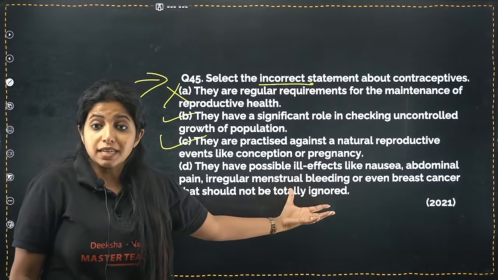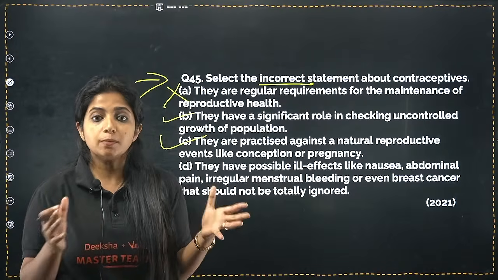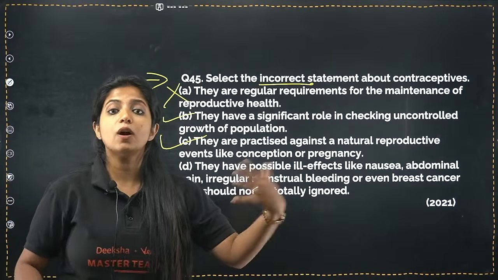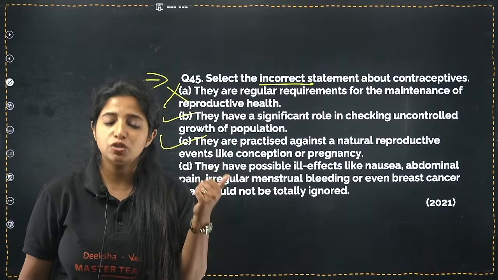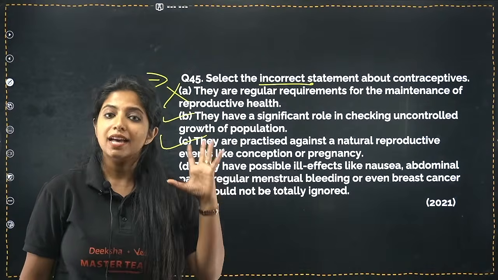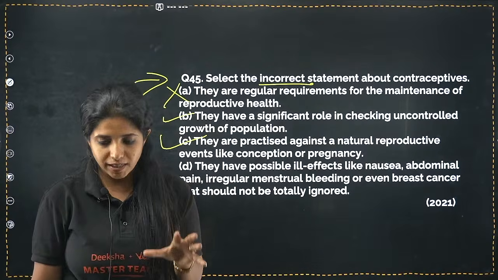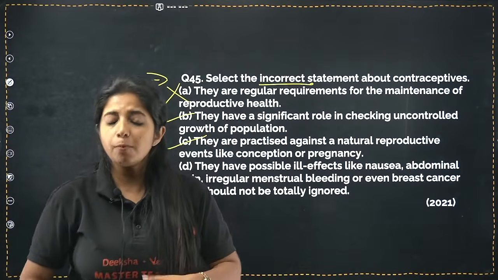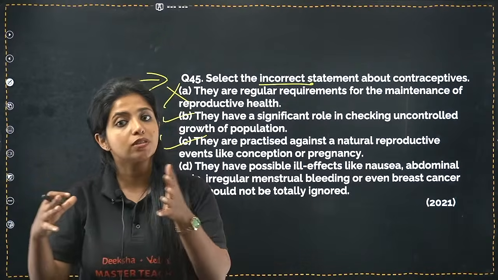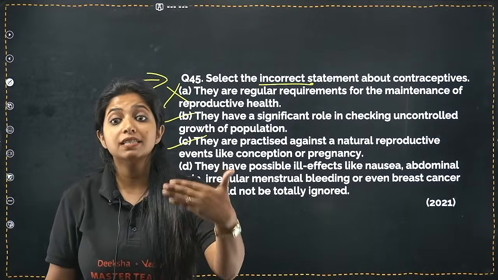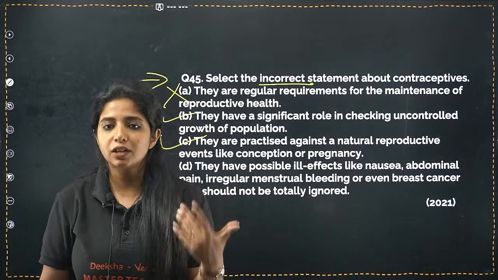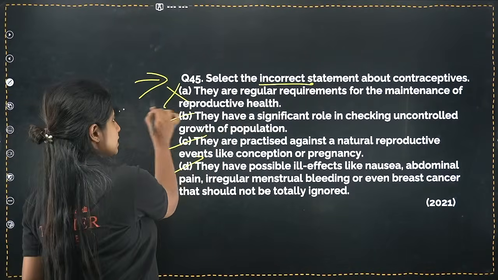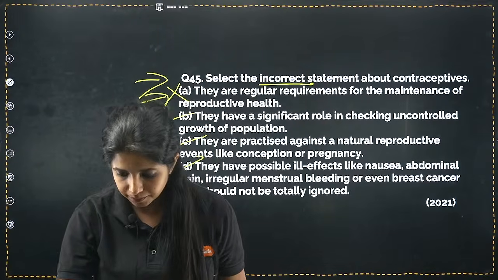So basically it can lead to breast cancer. That is something that is not imaginable by us, right? Because contraceptives is something that we recommend to use. How can it cause breast cancer? We think that is wrong, but it is not wrong. The ill effects are there of contraceptives. Sometimes it can lead to nausea. Nausea means a feeling of vomiting. Abdominal pain could be there. Irregular menstrual cycle also could be there. Even breast cancer can happen. So this cannot be totally ignored. That is actually a correct statement. You are being asked about what is wrong, and that is this. They are not the regular requirement out there.